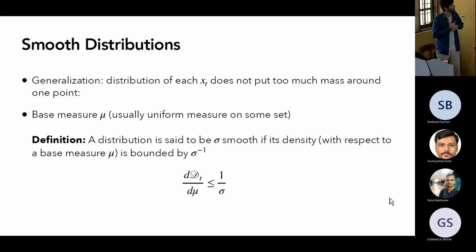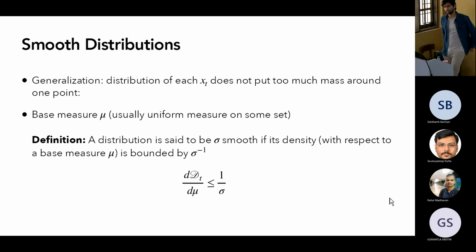So how is this captured? There's a base measure mu, which usually is a uniform measure on some set, which is fixed beforehand. A distribution is said to be sigma-smooth if its density with respect to the base measure mu is bounded by 1 over sigma, which is the parameter. This is an interpolating parameter, which captures the adversarialness of the data. And what we have is that the density with respect to this base measure is bounded by 1 over sigma. Does that make sense? Are there any questions? This is sort of the main definition. For discrete distributions, the most natural thing would be to take the base measure to be, let's say, the uniform measure on some set, and that would mean that the point mass, the probability that xt equals x, would be bounded by 1 over sigma times maybe the domain.